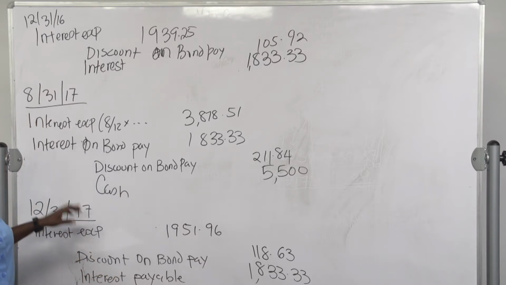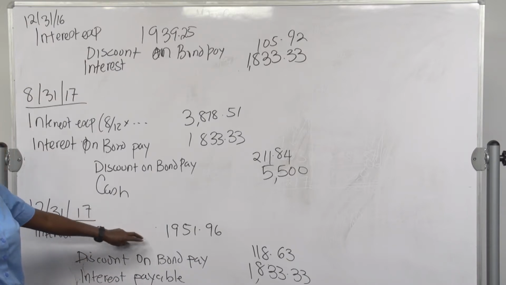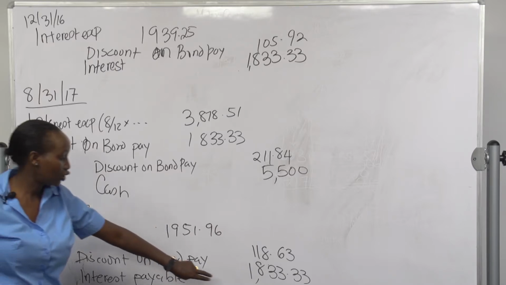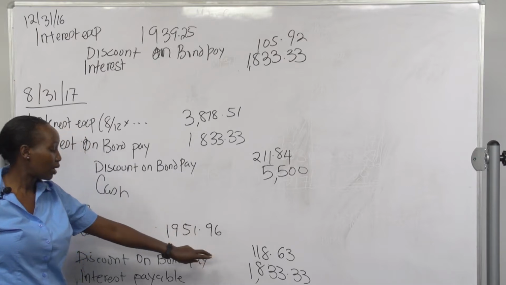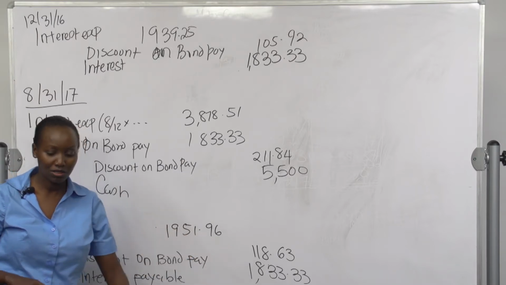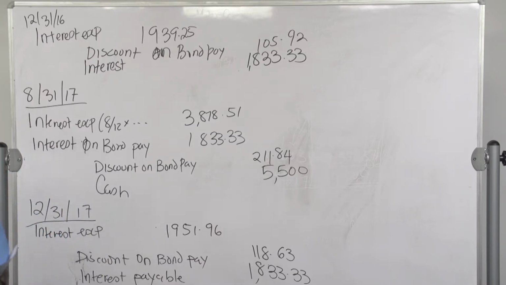So this is the last one in regard to the effective interest rate method. Next, we're going to work on the straight line method. Note that when we're doing the effective interest rate method, we figure out the interest expense and then the interest payable, and the amortization is a derived number.